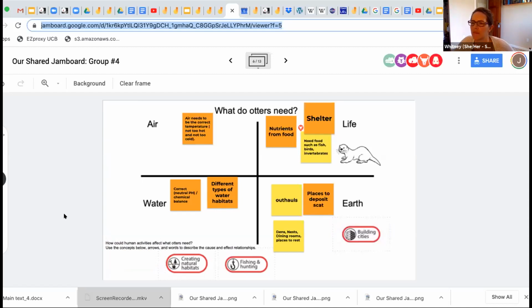And I'm thinking about what Dawn was saying, like places for them just to get out of the water and rest. I think a lot of those got eliminated. Interesting. If there's a house, there's nowhere for you to deposit your scat. I think it affects all of those things. Yep. Very good. Anything else that building cities affects that we want to connect to?